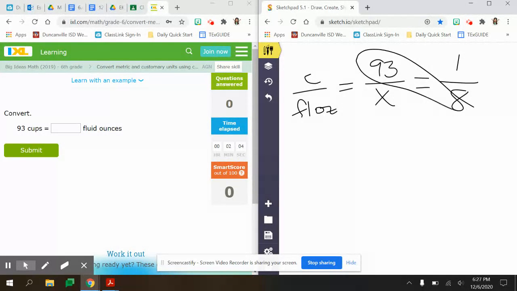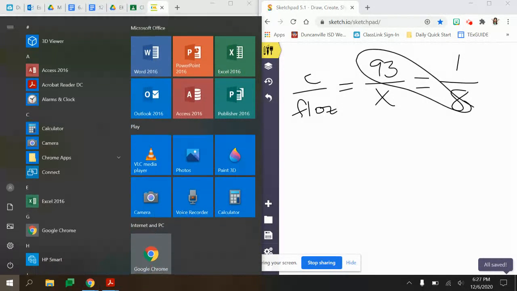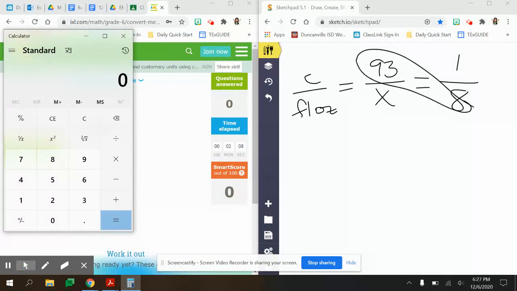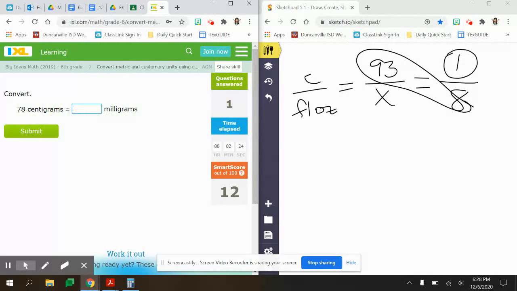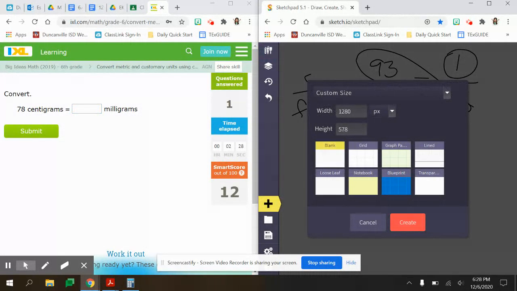Now all I have to do is cross multiply and divide. I'm going to cross multiply 93 times 8. That's 744. Then I'm going to divide by 1, which I really don't need to. So 744 fluid ounces. Okay, let's do another.